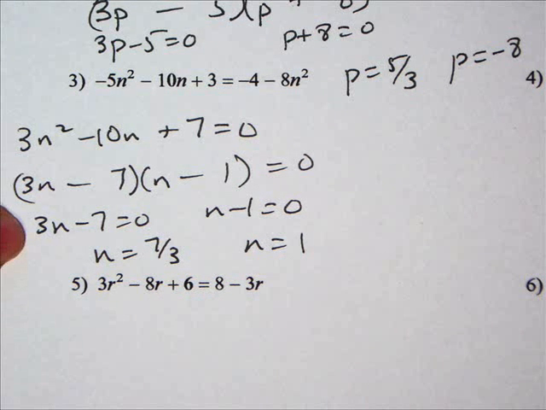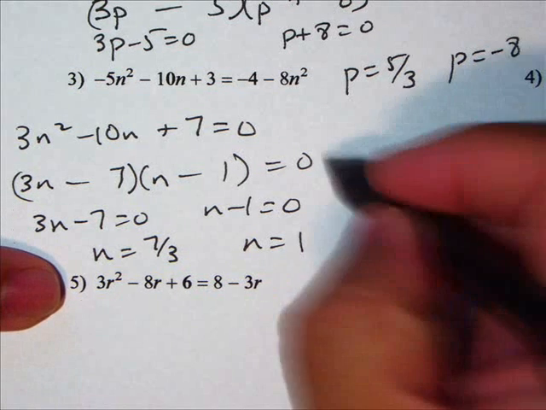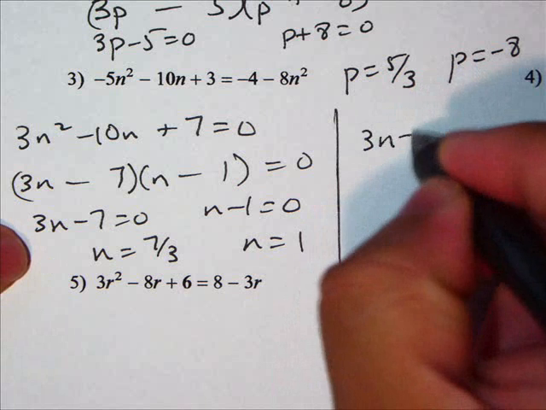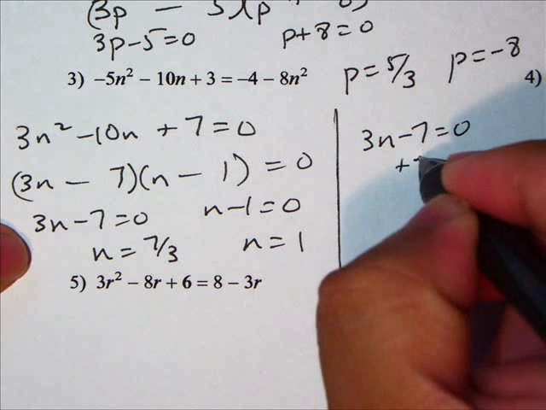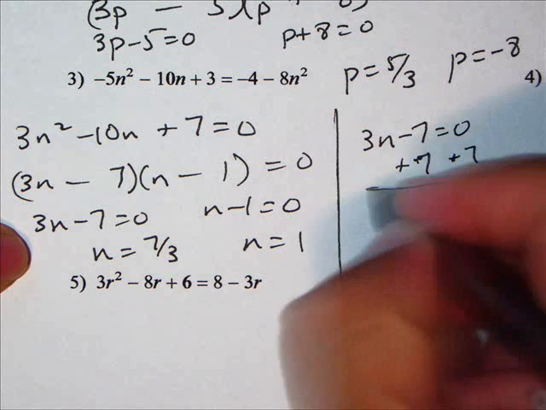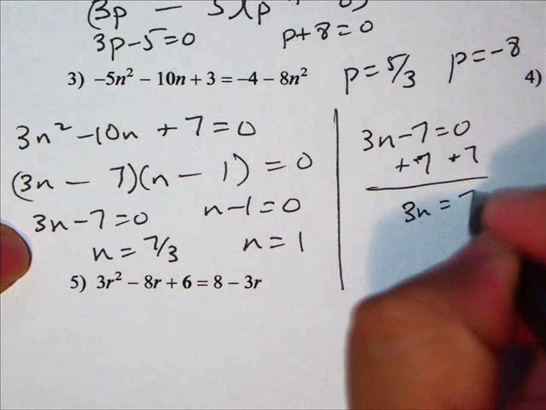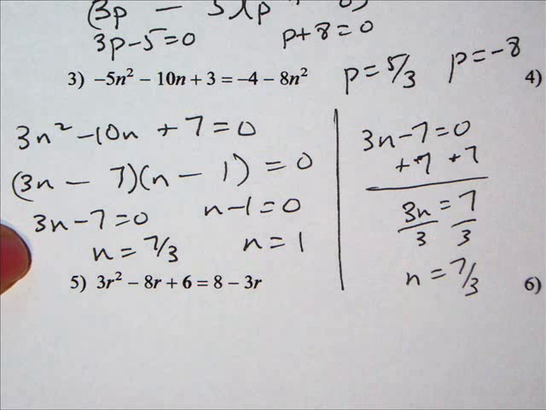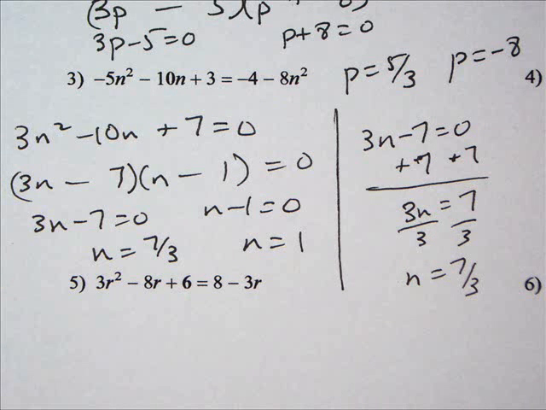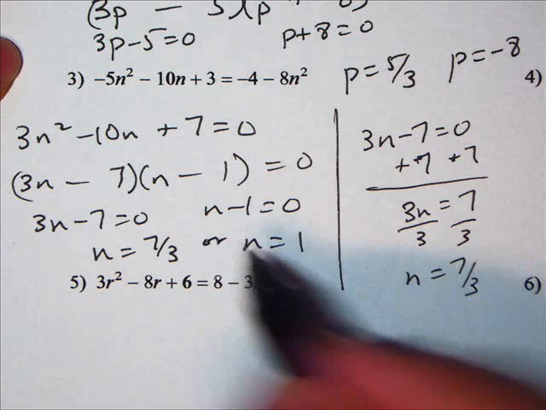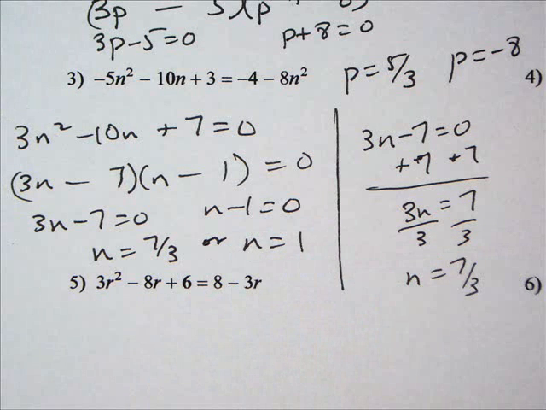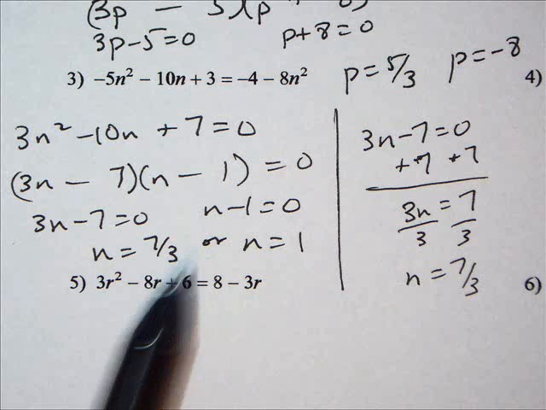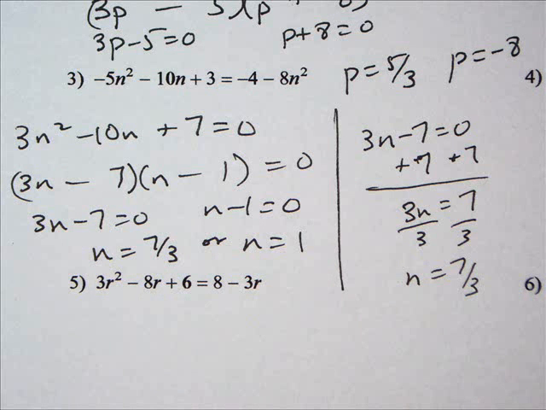In case you're getting lost on this step from 3n minus 7 equals 0 to n equals 7/3, I'll work it out over here. Keep in mind, this is just straightforward algebra. Just add 7 to both sides, which gives me 3n equals 7, then divide by 3. So that's where those fractions are coming from. Okay, so these are the possible answers: n equals 7/3 or n equals 1. Some teachers will be very particular about the word 'or', because n can't be both at the same time.